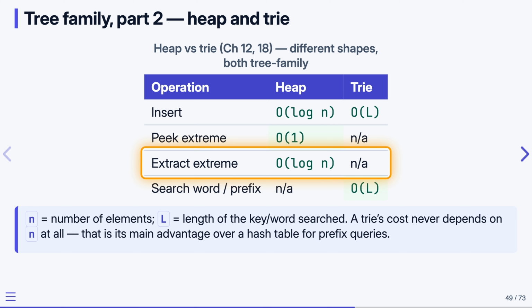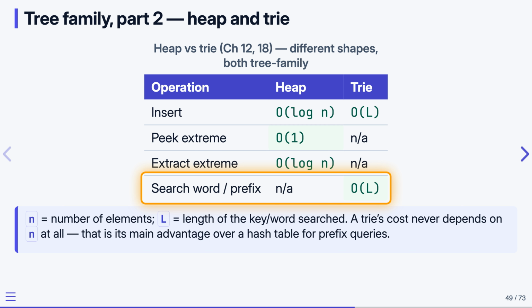Removing the extreme from a heap is big O of log n again. A trie has no such operation. A heap cannot search for a word. A trie finds a word or a prefix in big O of L.